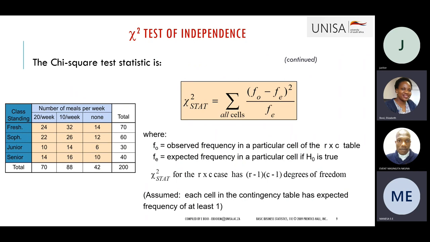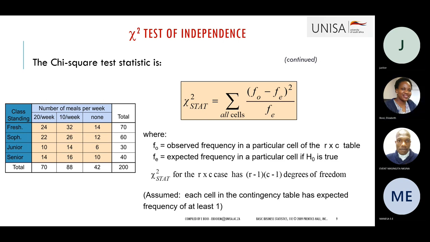To calculate the test statistic, we use this formula, but I want to show you the cross tabulation. So this is a contingency table of class standing by the number of meals per week. If this was a questionnaire sent to all students at this university or college, and they were asked to choose the number of meals per week they have at the canteen, in order for us to make decisions about whether to continue to offer more meals in the canteen.